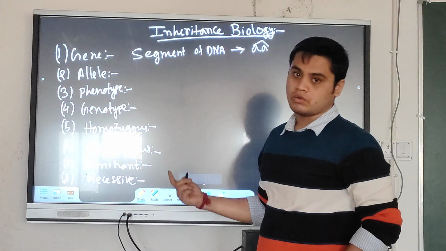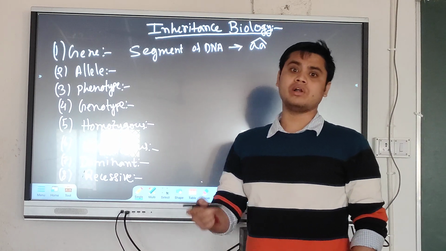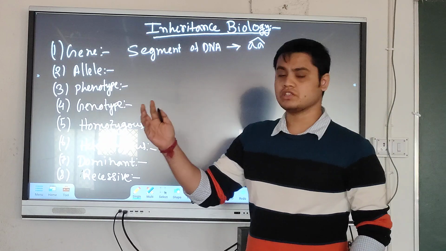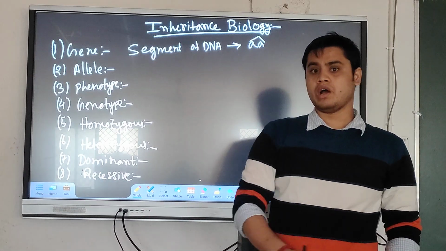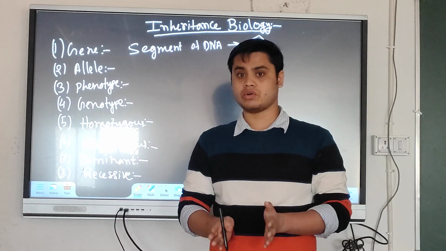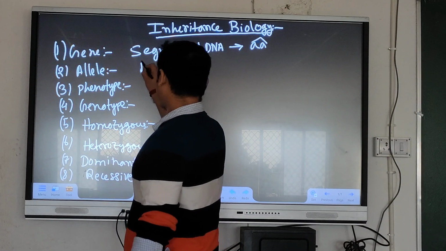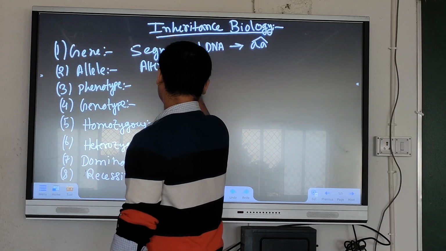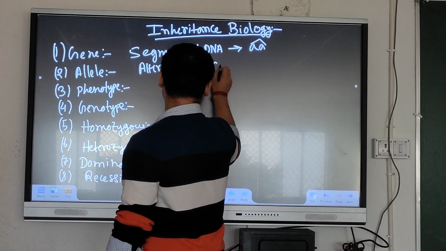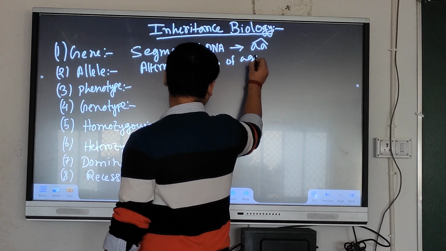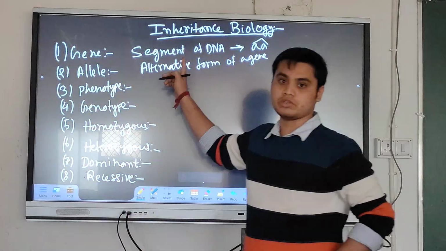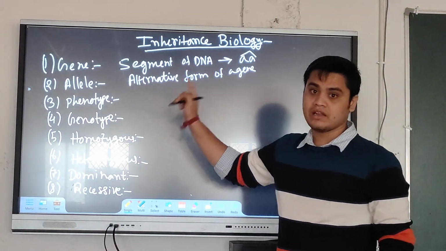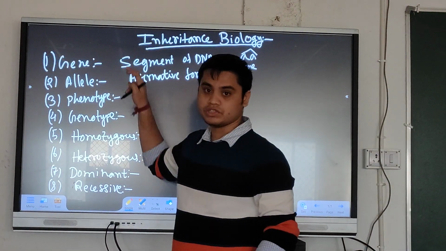The next one, allele. What is allele? Allele is the alternative form of a gene. What is the alternative form? Just consider there are two varieties. One is tall, another is short. These two varieties are called alleles. So at first we will study the gene and then the allele. So what is allele? Allele is the alternative form of a gene.